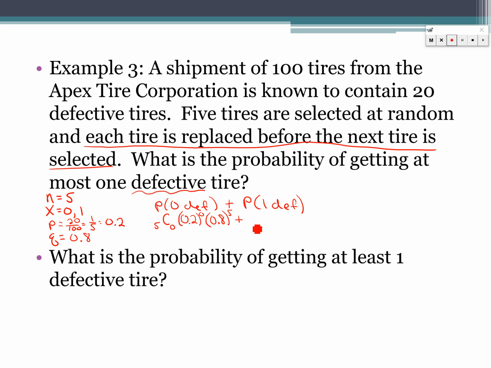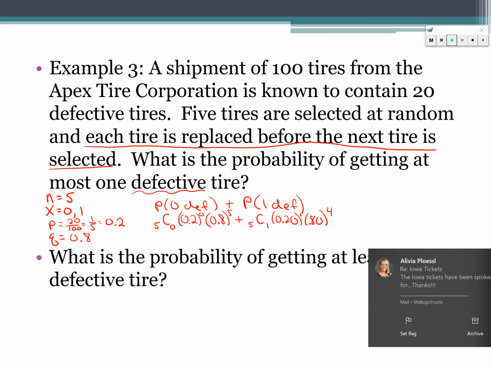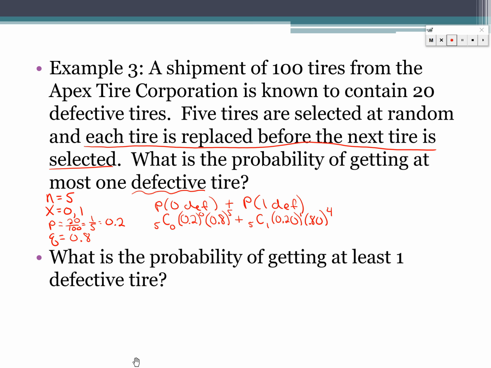Probability of 1 defective. 5 total trials. I'm going to choose one of them to be a success. 20% success, I want one of those. 80% failure, I only want now 4 of those. Take your pick, or actually let me show you with the calculator how you can do these. These are considered cumulative because I want 0 and I want 1. What you can do, let me show you on the calculator.